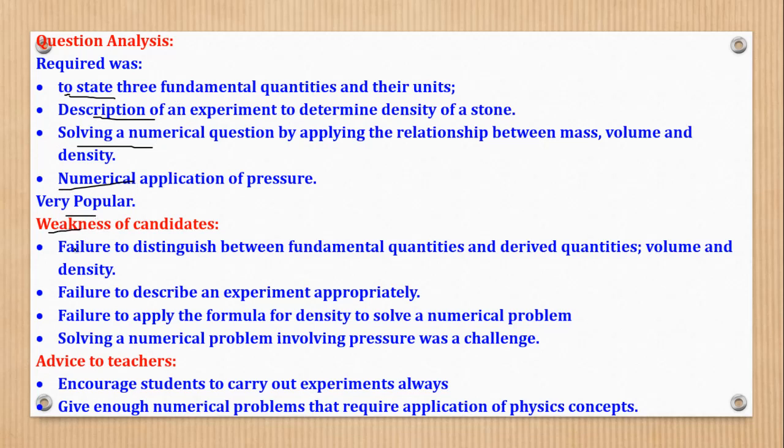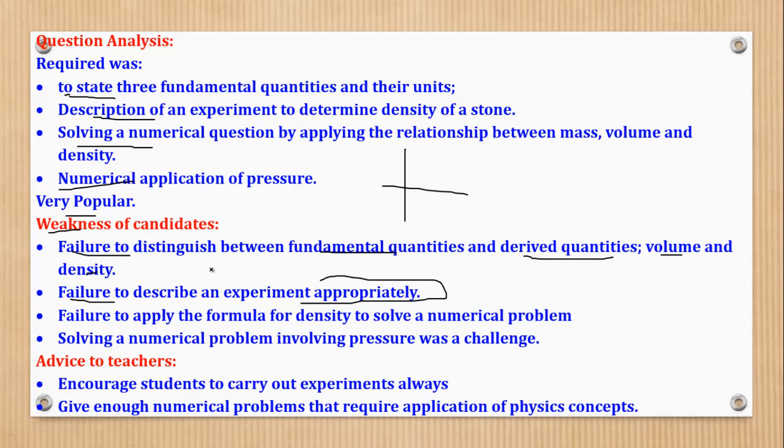Now the weakness is failure to distinguish between fundamental and derived quantities. Some were giving volume and density, yet those are derived quantities. Then failure to describe an experiment appropriately. Appropriately means you describe the experiment in a logical order. You don't instruct the examiner, do this, do this. You have to tell us what you do. For example, if you are going to measure the stone, don't say measure the mass of the stone. No, you have to say that the mass of the stone is measured and recorded.